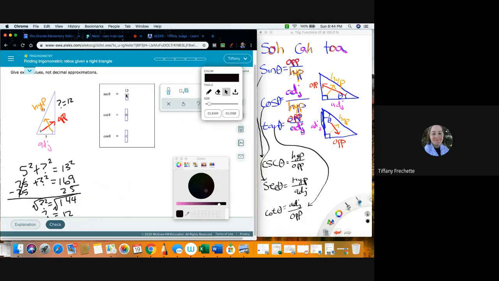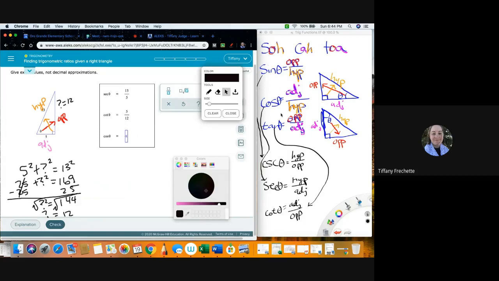Why did I say opposite over adjacent? I'm sorry, hypotenuse over adjacent. What was I thinking? Hypotenuse over adjacent. So 13 over 5. Cotangent is adjacent over opposite. So adjacent is 5, opposite is 12. That's one we had to figure out.